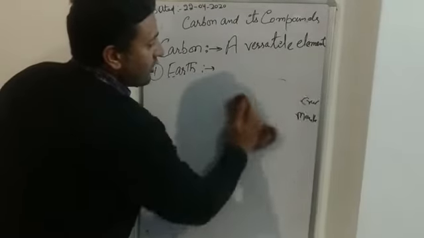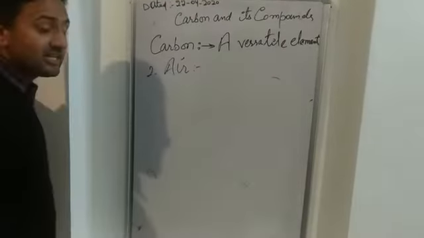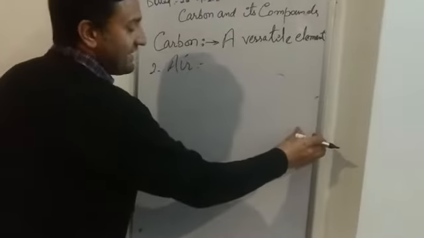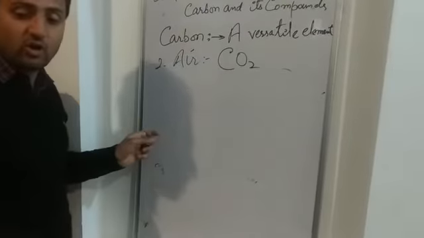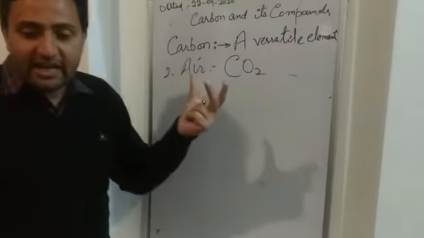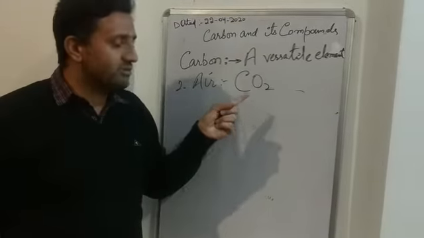The carbon is also found in air. Where is it actually? It's also found in air, in the atmosphere, in the form of CO2, carbon dioxide, which is a greenhouse gas. You must have gone through the greenhouse effect.